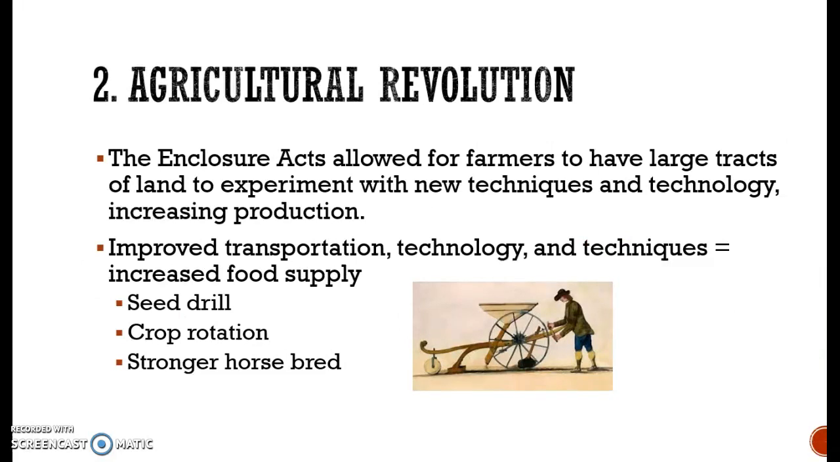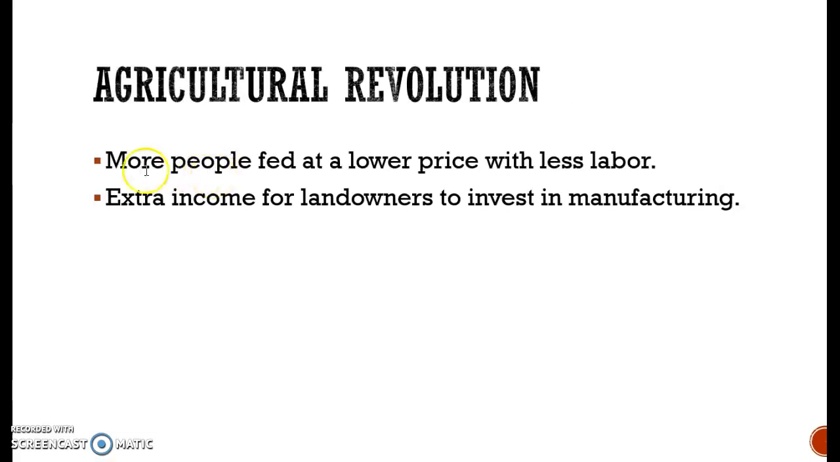And while this was going on, part of the reason why Parliament did this is because there was new technology coming out, and these wealthy landowners thought that they could make farming more effective with less people. Remember, a revolution means a drastic change, so it's a drastic change in how they farm. New transportation, new technology, new techniques, the seed drill, crop rotation, stronger horses were being bred. More people could be fed at a lower price with less labor.